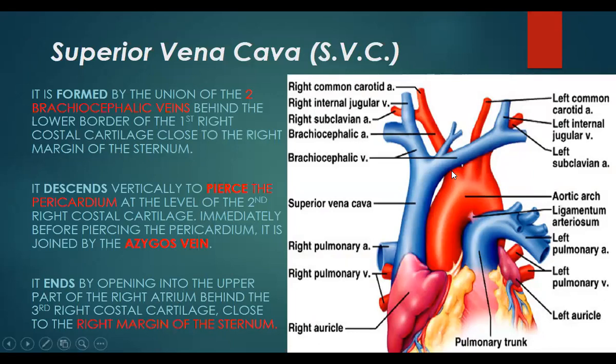So both the superior vena cava as well as the inferior vena cava will be opening into the right atrium. Okay. So it ends by opening into the upper part of the right atrium behind the third right costal cartilage, close to the right margin of the sternum.